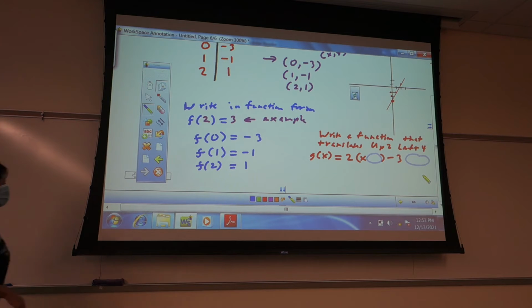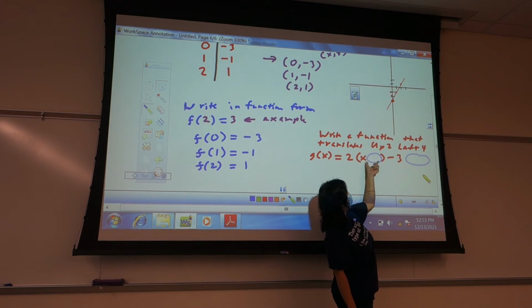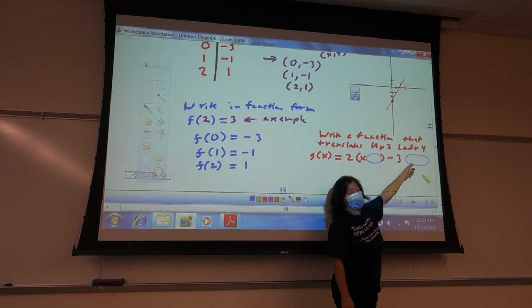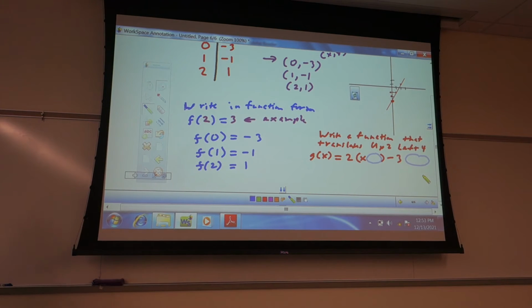Right inside where x is, we've got to put a little parentheses around x, and something happens with x, that's the inside. And then there's something happening on the outside. What are those things?